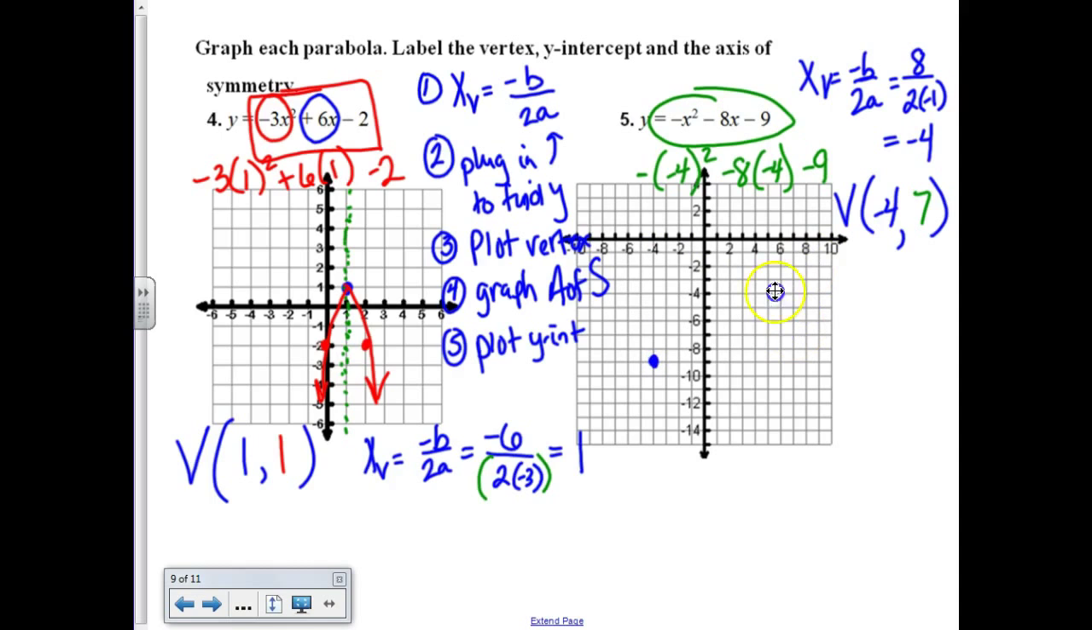While we're at it, let's go ahead and do the axis of symmetry. Oh, you're negative 9 for the y-intercept? Okay. So y-intercept is at... Oh, do you see what I did? I plotted it wrong. Okay. There we go. That's 7. Yes, the y-intercept is at negative 9, so I'm going to go ahead and plot that appropriately now.